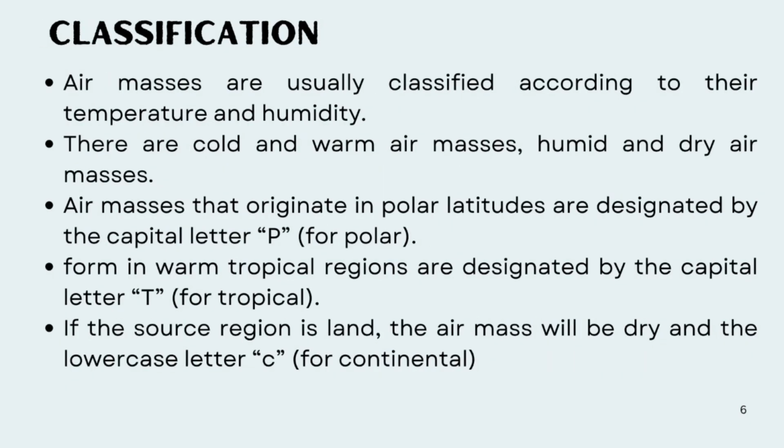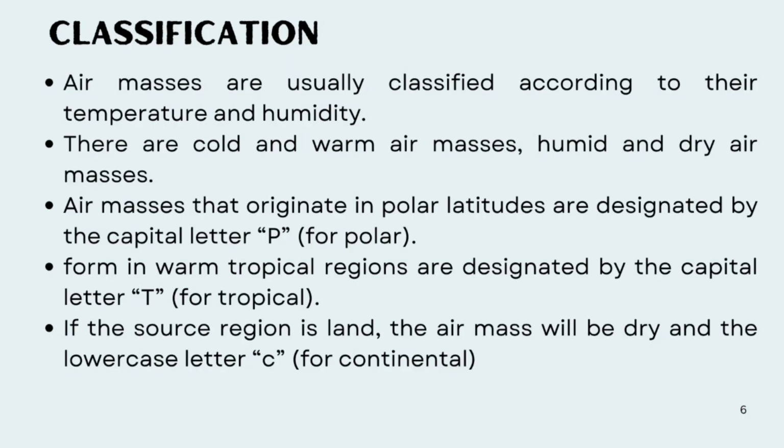Now, let's proceed to the classification of air masses. Air masses are usually classified according to their temperature and humidity, both of which usually remain fairly uniform in any horizontal direction. There are cold and warm air masses, humid and dry air masses. Air masses are grouped into 5 general categories according to their source region, which I will show you in a table later, 2 slides from now.